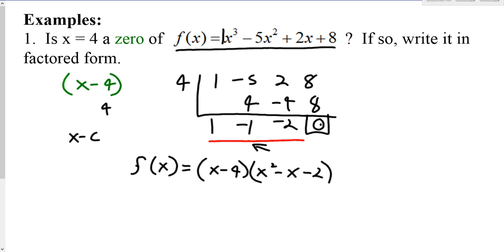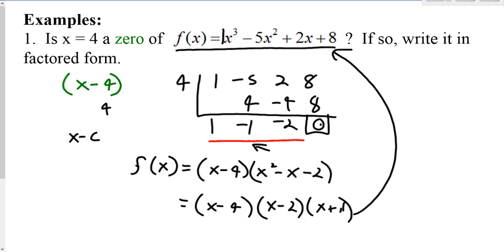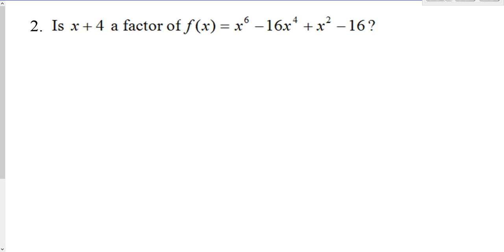By inspection, I can factor this second quadratic, so I get x minus 4 times x minus 2 times x plus 1, factoring that quadratic above, and I can see I have now written my cubic in factored form. By just knowing one of them, it helps break it down, and then we can use our previously established tools to factor a quadratic. Let's look at example number 2.